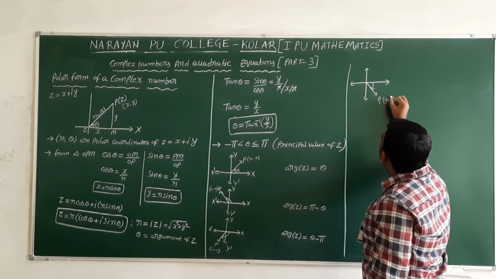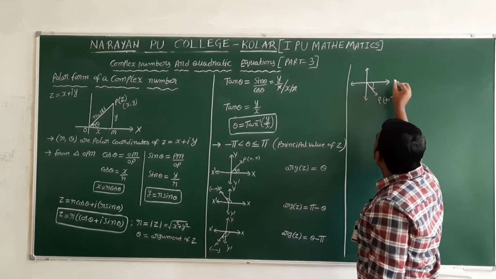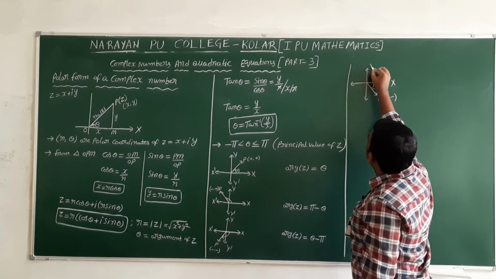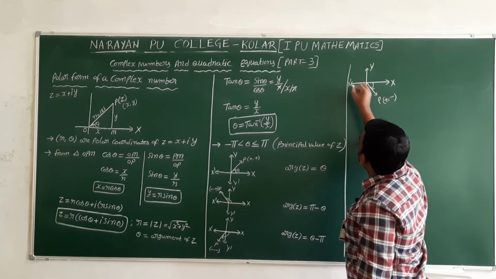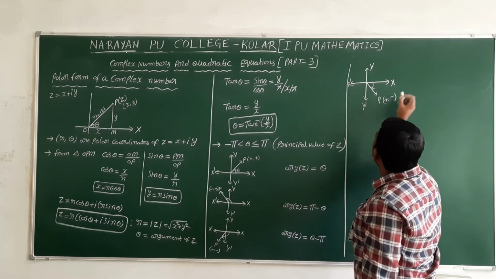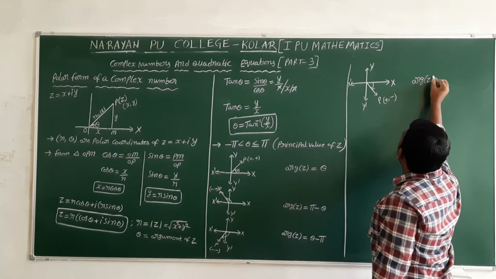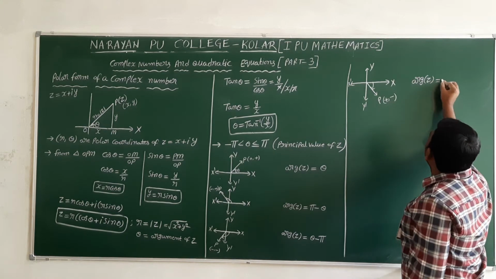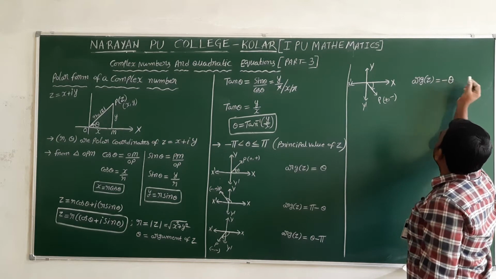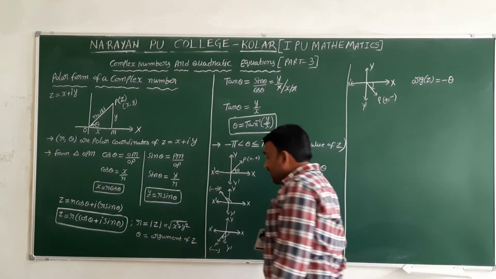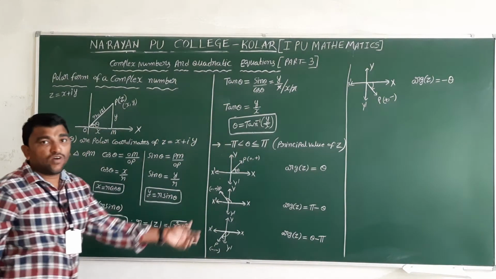X is positive, y is negative. The argument of z is minus theta. So these are the argument values based on the quadrants.